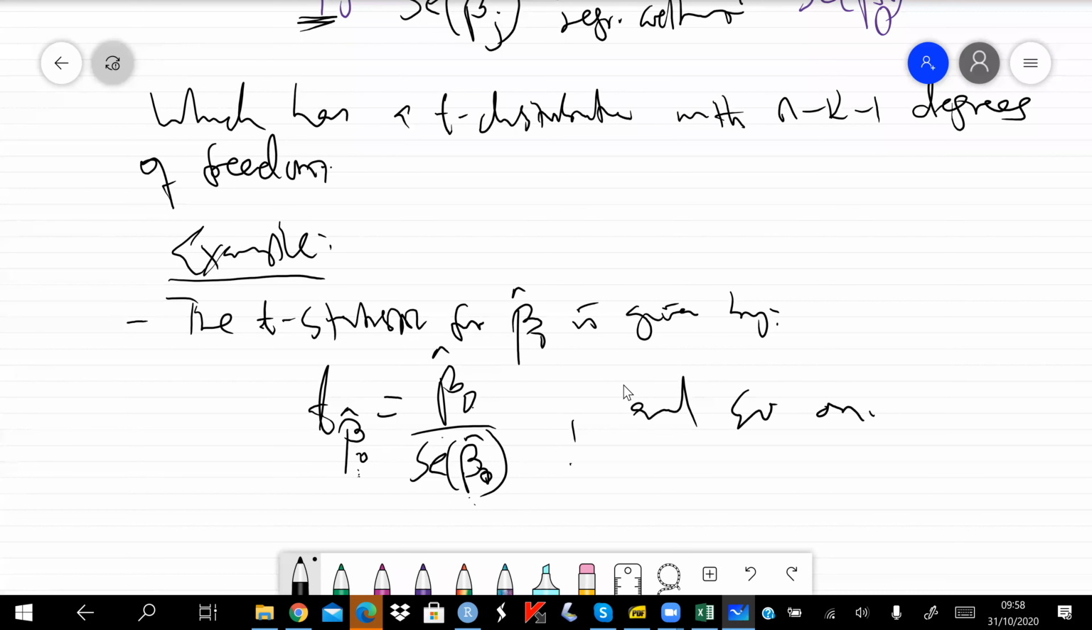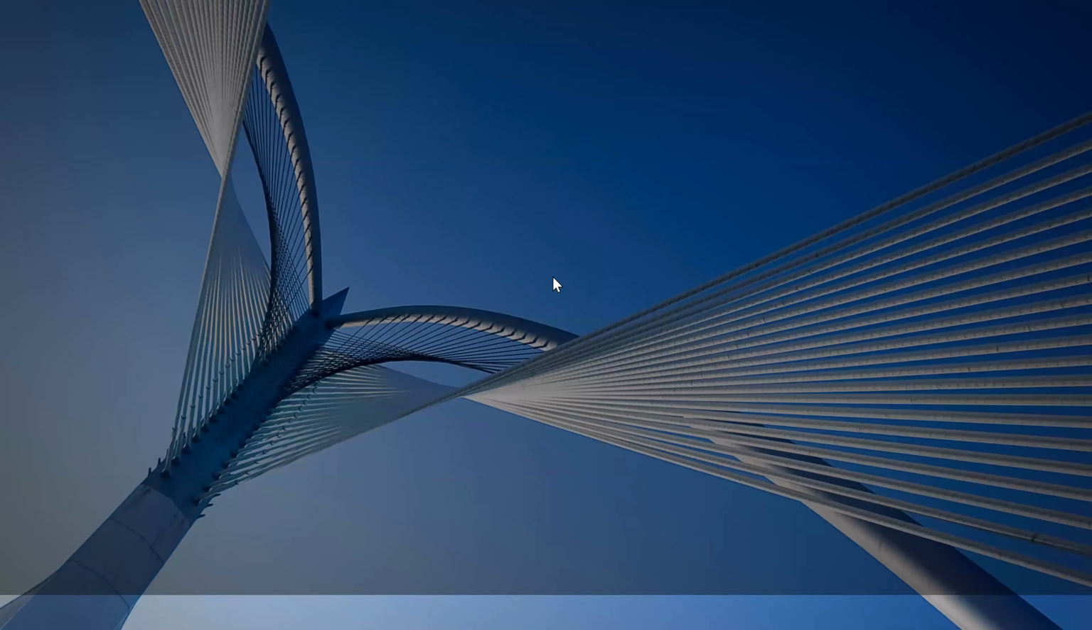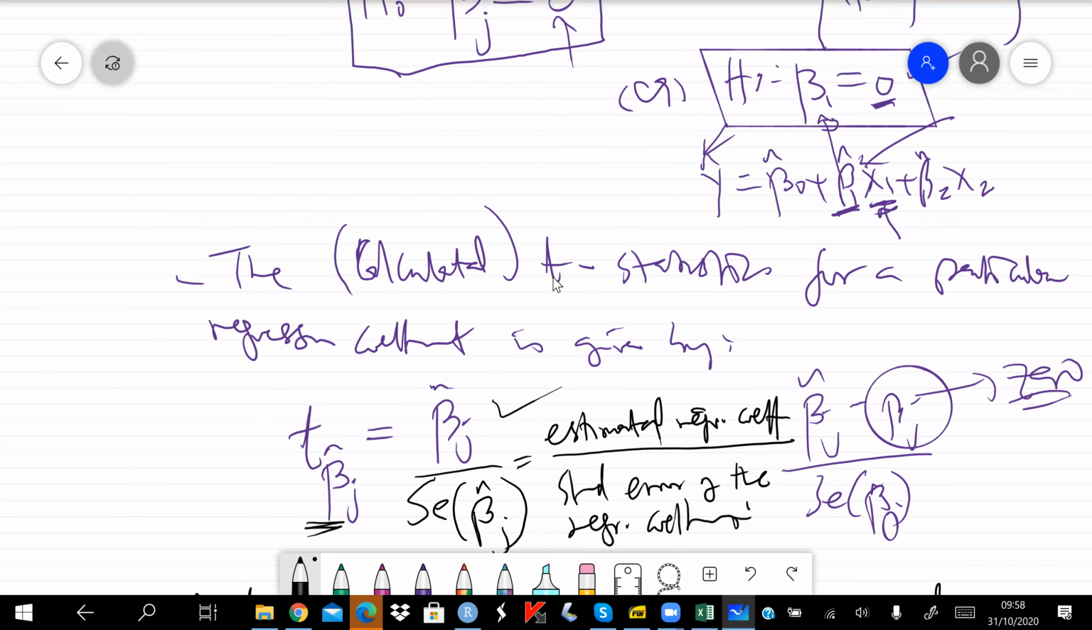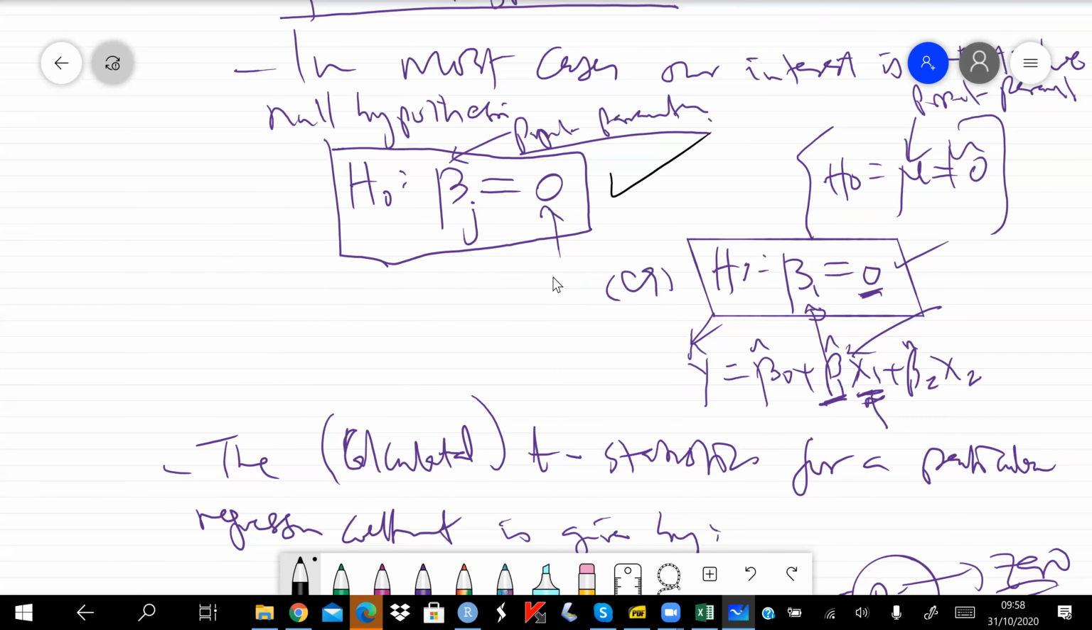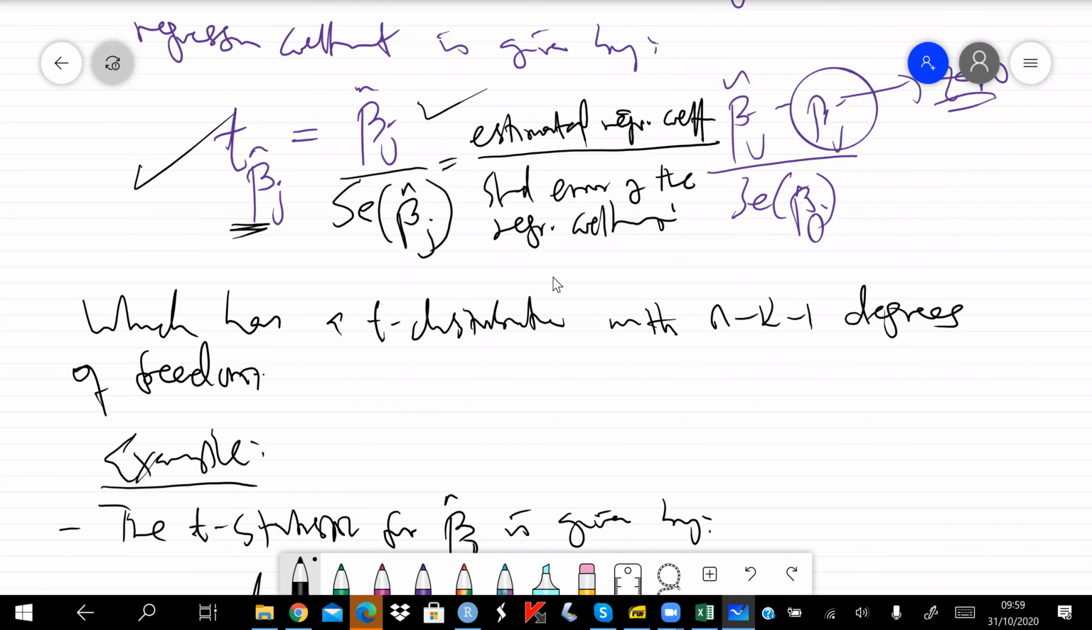So every regression coefficient will have a corresponding T. If you use Excel to do the analysis, you will find that the T statistics are obtained for you here. By default, if you're using software, for instance Excel, to do regression analysis, the default null hypothesis is that beta j is equal to 0. So this is the default null hypothesis, and this is the hypothesis that will be tested. The T statistic in Excel will be obtained using that formula.